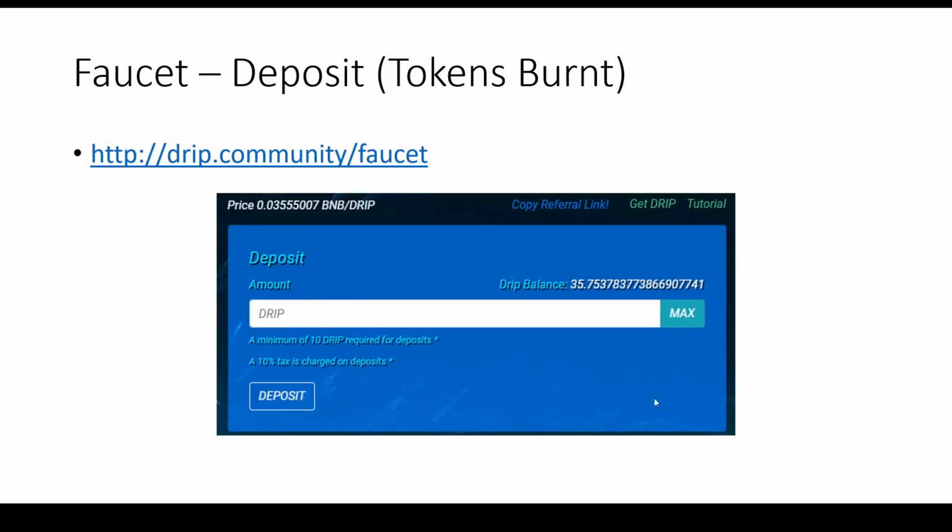You need to approve that transaction. You need to give the smart contract permission to spend your Drip tokens. There might actually be two confirmations or two approvals. I don't really remember. It's been a while since I did a deposit like this. But anyway, that's when you'll use your MetaMask built-in wallet on the browser, and you can deposit your Drip tokens into the Faucet.